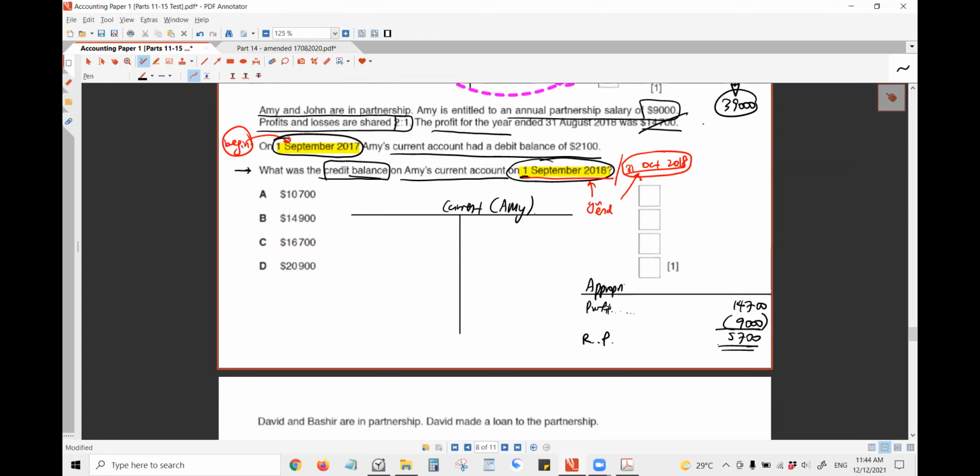Then you have to share this. We are doing for Amy, right? So just focus on Amy. Amy gets 2 out of 3. So you times 2 over 3 with the 5,700. You will get 3,800. That means Amy gets a share of $3,800 from the residual profit. So $3,800 will appear here in Amy's current account.